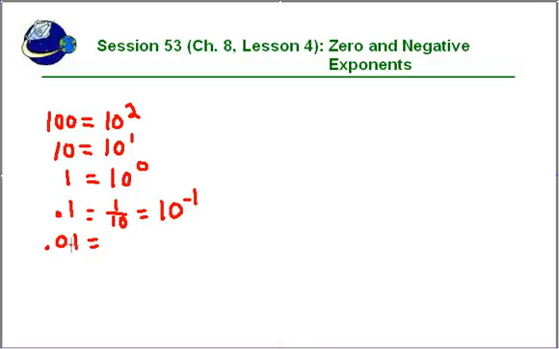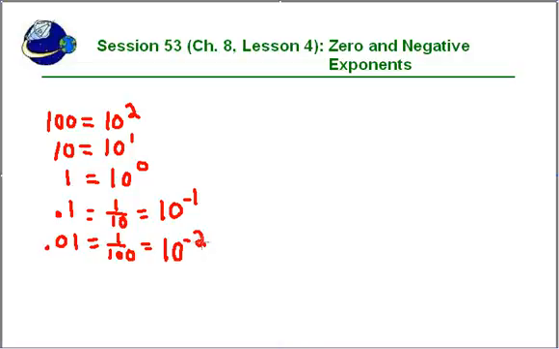Then lastly, we'll take a look at one more here, 0.01. Well, that can also be written as 1/100th, or 1 over 100. 0.01, or 1/100th, is 10 times less than 1/10, or 0.1. So if it's 10 times less, we need to keep the same base, 10, and we need to have an exponent that's 1 less than this one. Minus 1 minus 1 is a minus 2.